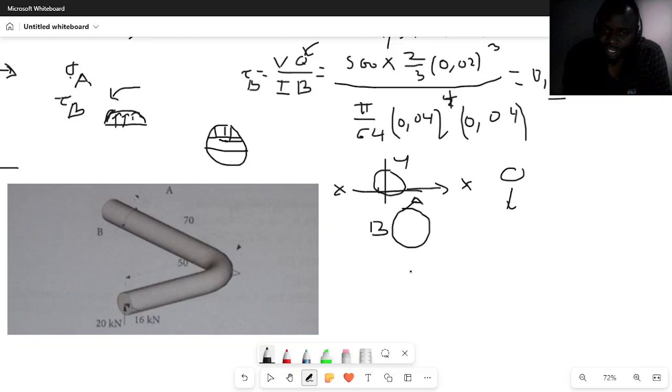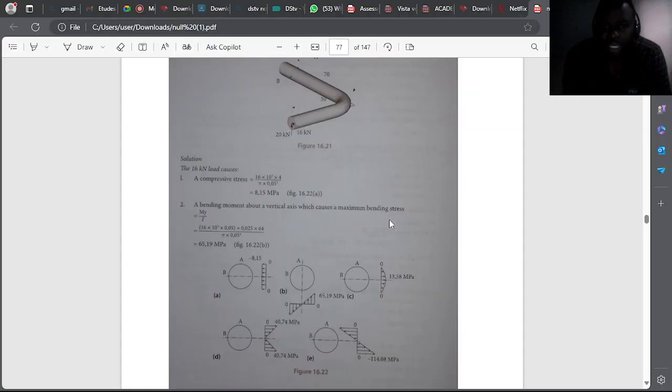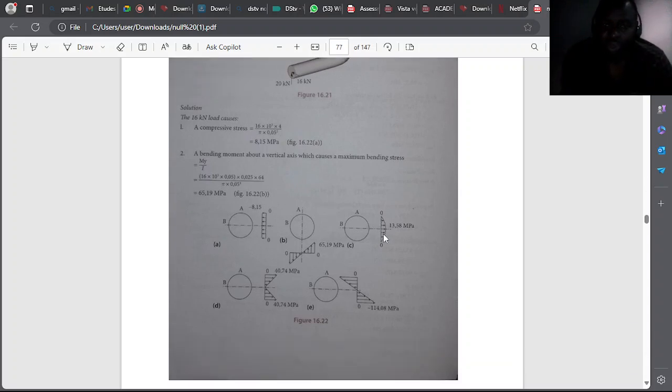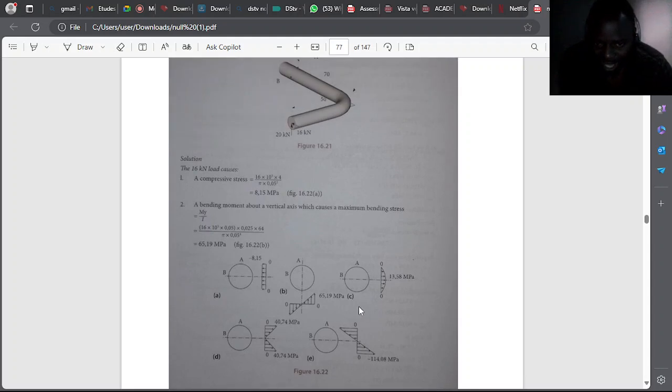Now 20 is coming up here. Do we all agree that this one is the neutral axis? So the representation of B should be somewhere here or here. Now let's look at the solution that they got here. I can see this is where we are. Do you agree that A was coming here?